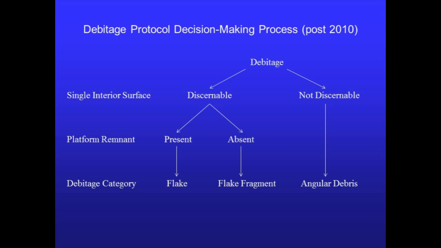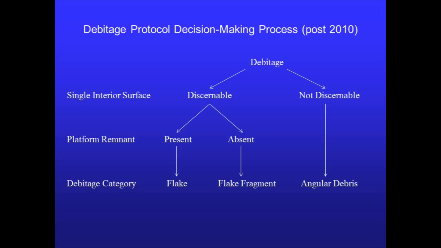So this is the decision-making tree for our very basic analysis. It contains only 2 yes or no questions, and this is how we get to all our flake types. Is there a discernible interior surface? Yes or no? Is there a complete platform remnant? Yes or no? We sort all the debitage into 3 categories based on those 2 yes or no questions.